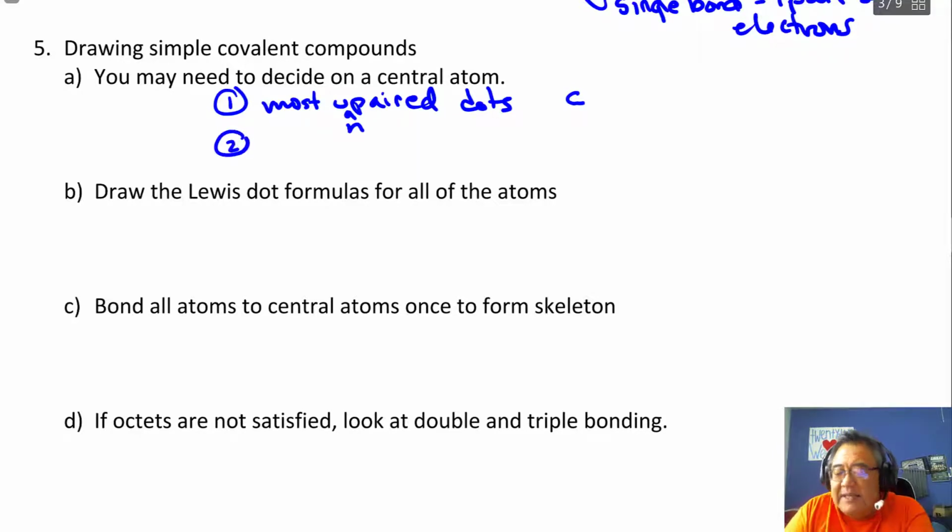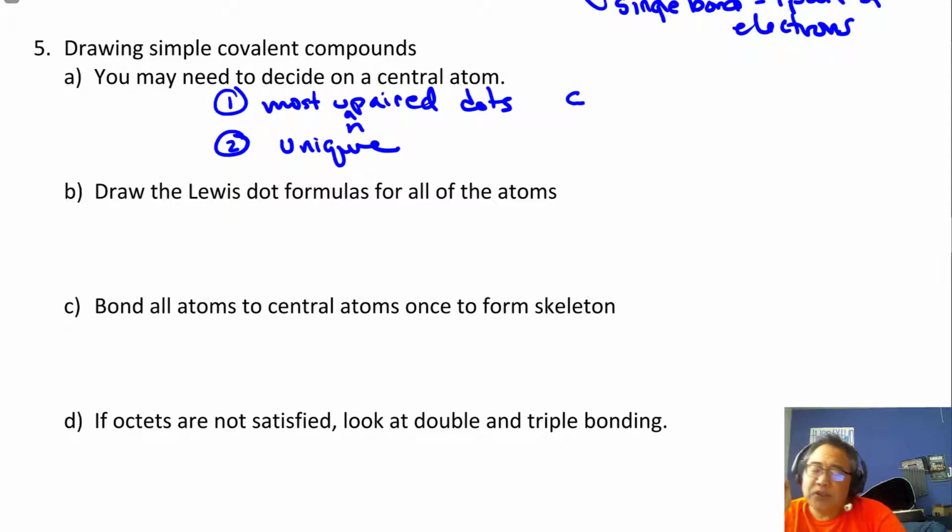The second thing that sometimes indicates that it's in the middle is that it's unique. It's like the one oddball. For example, SO2. All right. Sulfur is in the middle. It's the oddball. So oftentimes they give you all these other rules to follow, but these 2 rules usually get you there. Okay. Now, having said that, why did I set aside carbon?